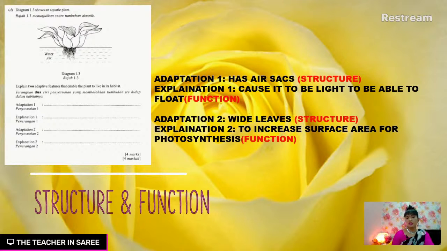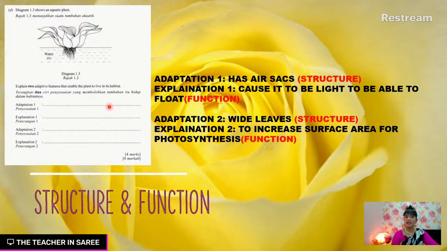So the second adaptation, it has a wide leaf. So that is the structural feature. All right. Then after that, you have the functional feature, which is to increase the surface area for photosynthesis. So this one is not that hard. In fact, it can't even say that it's structural feature because the answer has been properly separated. So it's very easy for the students. Just fill it in, fill it in, fill it in. Right. So this type of questions, I'm not worried.